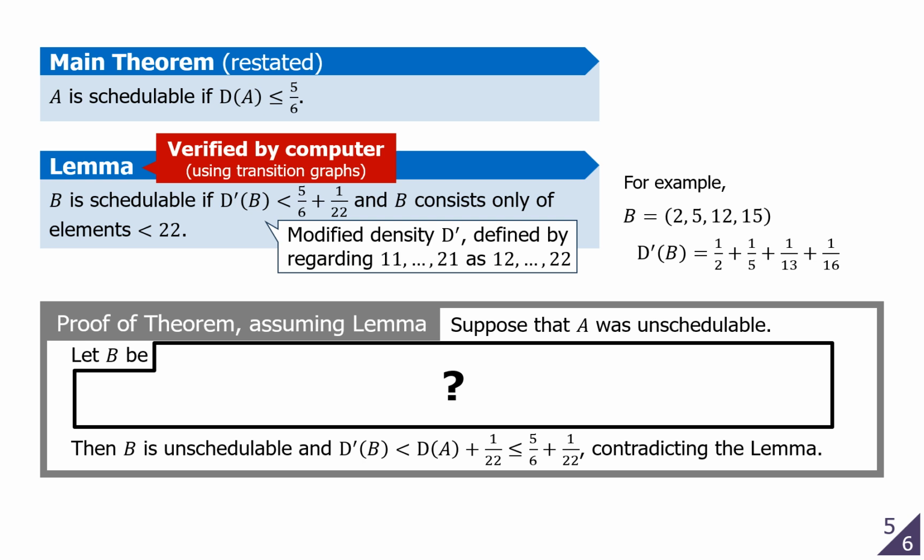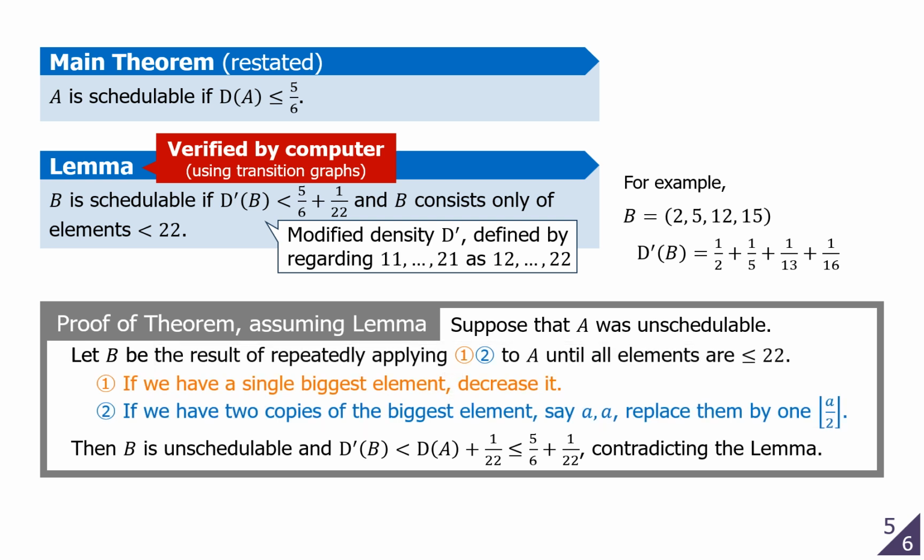Anyway, to show how the theorem follows from this finite lemma, let's suppose that contrary to the theorem, there exists an unschedulable instance A with density at most 5/6. From this, we'll construct a counterexample to the lemma, that is, an unschedulable instance B containing only periods up to 22 and having density only slightly bigger.